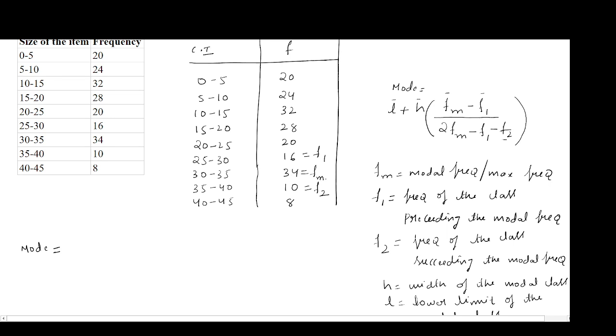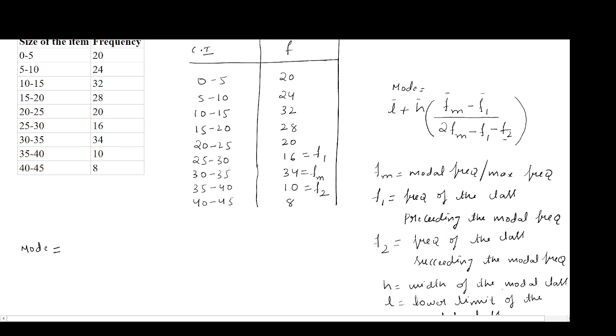So I have marked it as Fm. F1 stands for frequency of the class preceding, that is the previous value of the maximum frequency or modal frequency, which is 16. F2 stands for frequency of the class succeeding the modal class, that is a number which comes after the maximum frequency. Maximum frequency or modal frequency is 10. So I have identified F1 as well as F2.